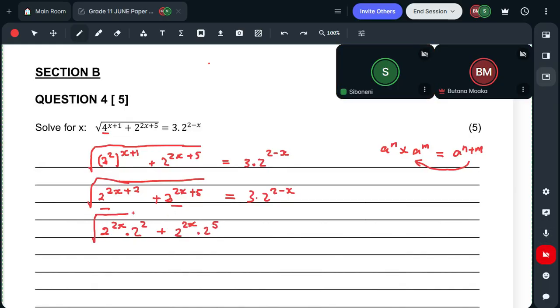And then this is equal to 3 times 2 to the power 2 minus x. So what's next? 2 to the 2x out as a common factor. Let's see what we get. This will give us 2 to the 2x out as a common factor. I'm left with 2 to the 2 plus 2 to the power 5. And then this is 3 times 2 to the power 2 minus x.